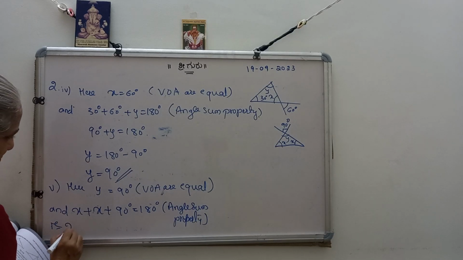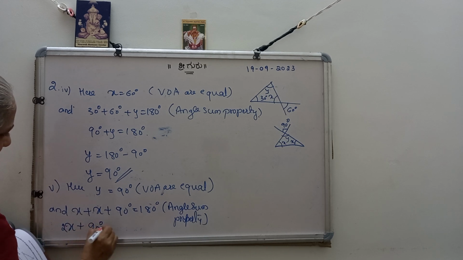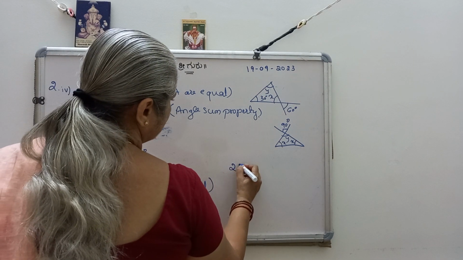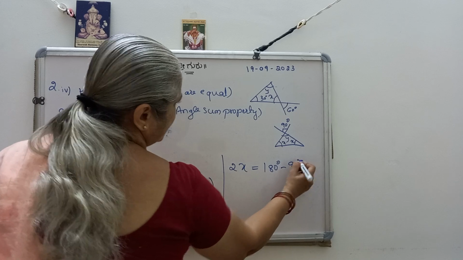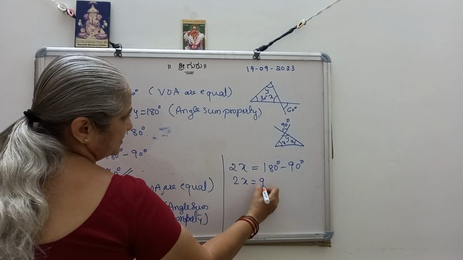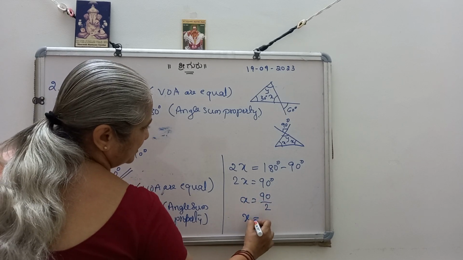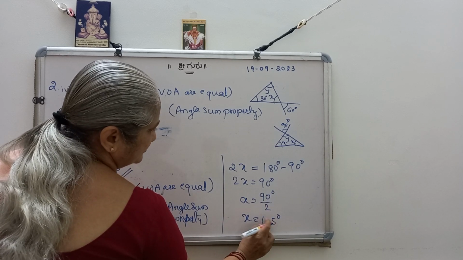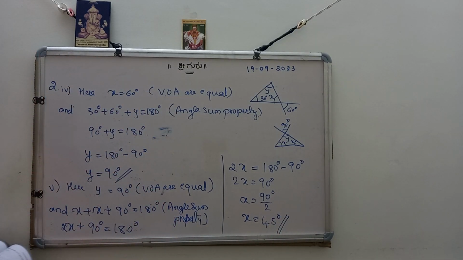That is 2x plus 90 degrees is equal to 180 degrees. That is 2x is equal to 180 degrees minus 90 degrees. 2x is equal to 90 degrees. x is equal to 90 upon 2. x is equal to 45 degrees. Now the sixth one.